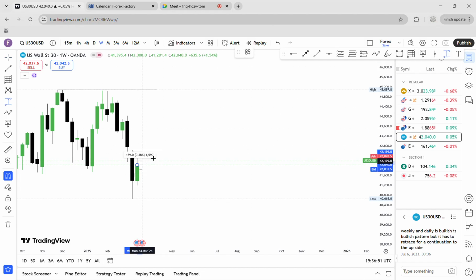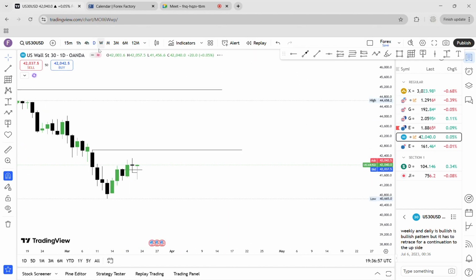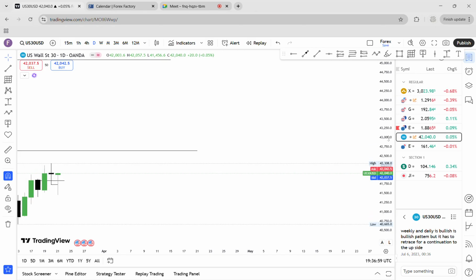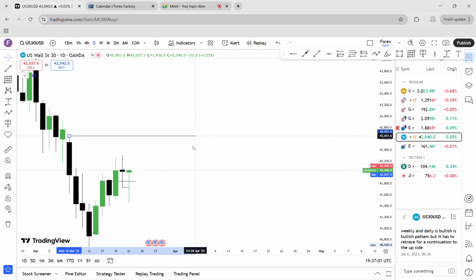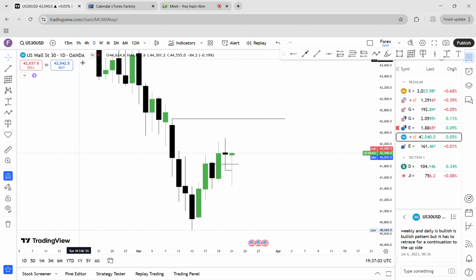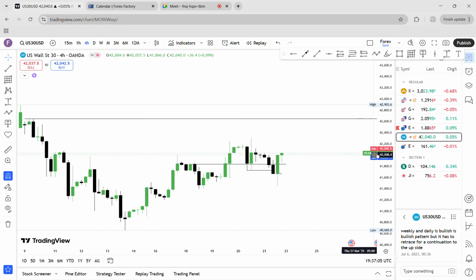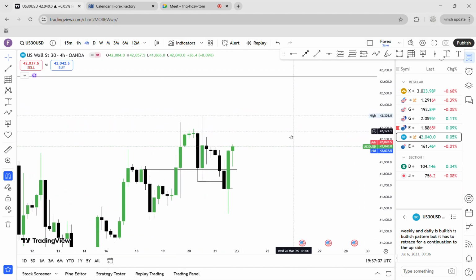How do you calculate the pips right here? We have 600 and something pips just to break that high. And you are already in this trade. You are already in this trade.